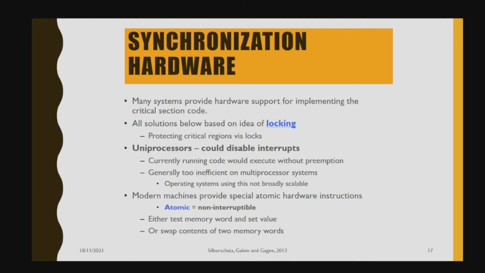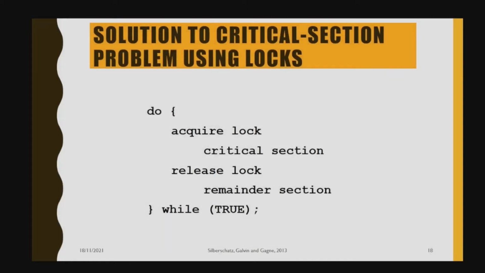How about a modern machine, meaning the current, newer machines? The modern machine provides special atomic hardware instructions. Atomic means non-interruptible. It will either test a memory word and set its value, or swap the contents of two memory words. So this is a mechanism provided for the new machines, which is called atomic. Atomic is the hardware for the modern machine.